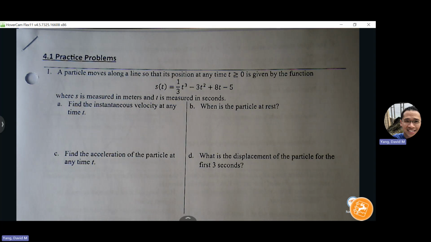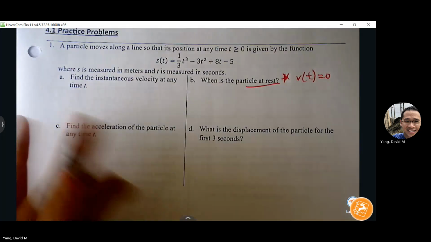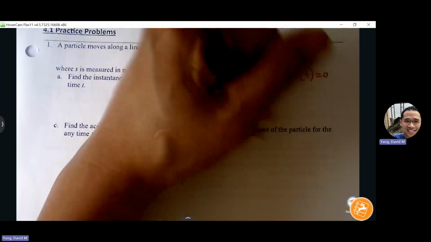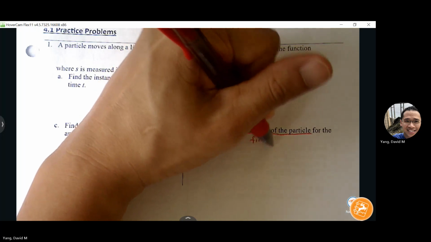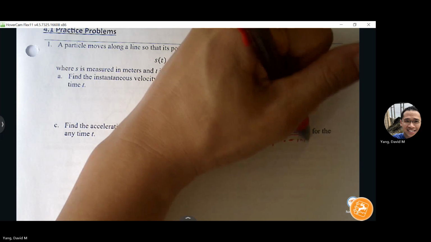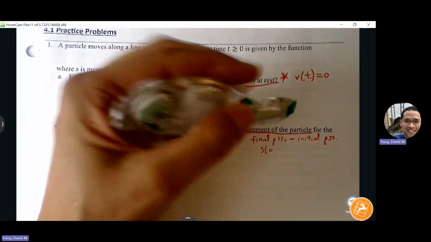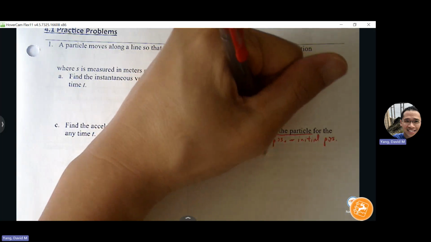The particle's position is given by S of t. Find the instantaneous velocity, so find the v of t function. When a particle is at rest, what does that mean? What's another way of saying that? Yeah, velocity is 0. Acceleration is just the second derivative. And displacement is just final position minus initial position. It's okay to have displacement be negative. If you get a negative, that just means you end up to the left of where you started.